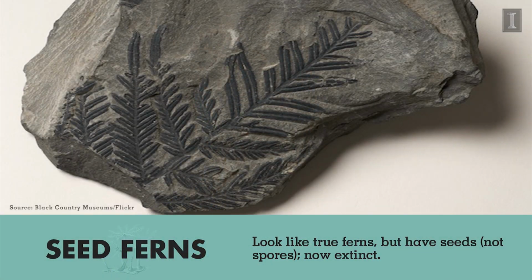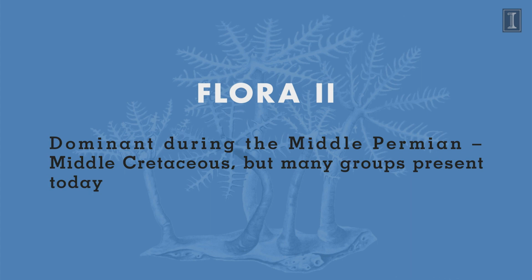Kind of interesting. The next group of plants in Flora 1 are your seed ferns. Again, we're contrasting to our pteropsids, our true ferns. Seed ferns aren't true ferns. They look like true ferns, but they actually have seeds and not spores, and this group of ferns is actually extinct.